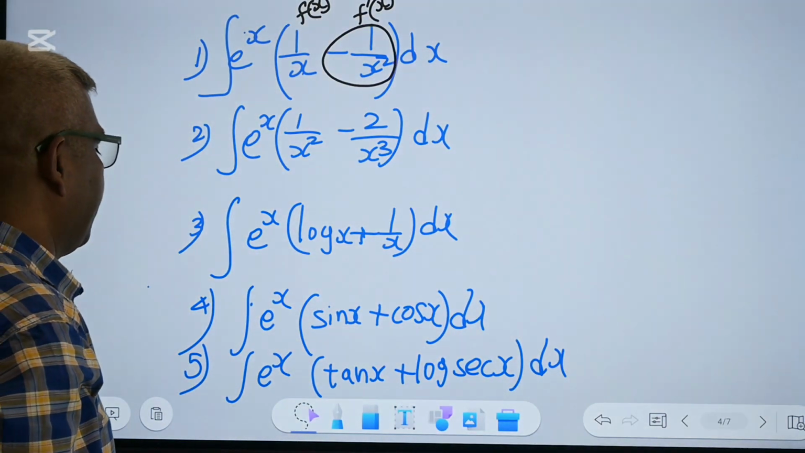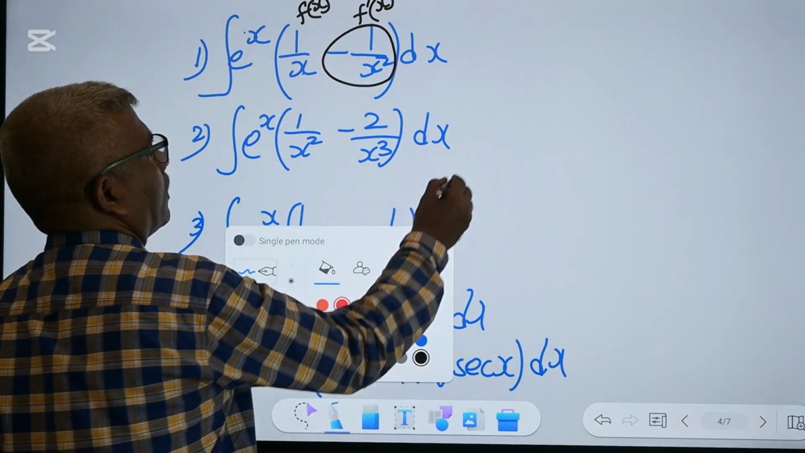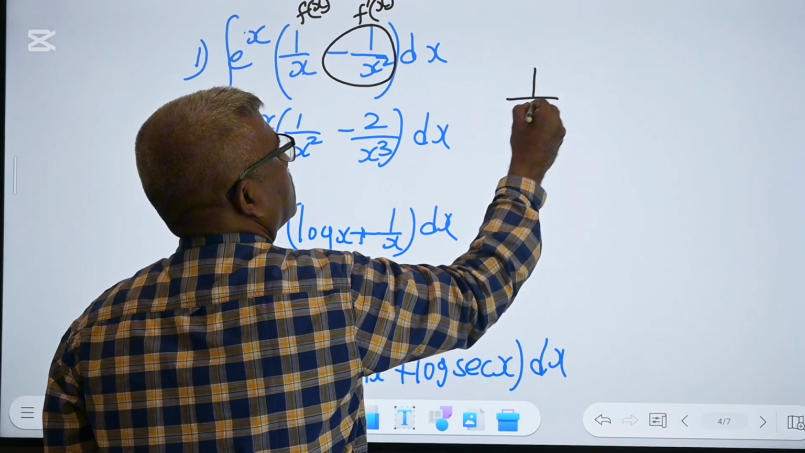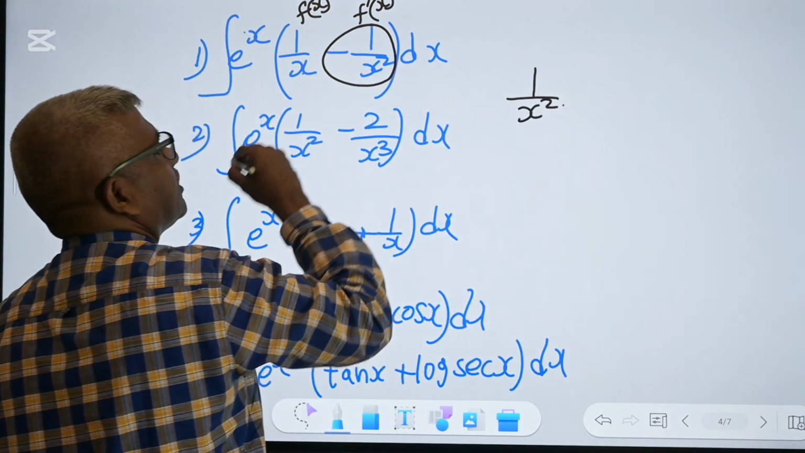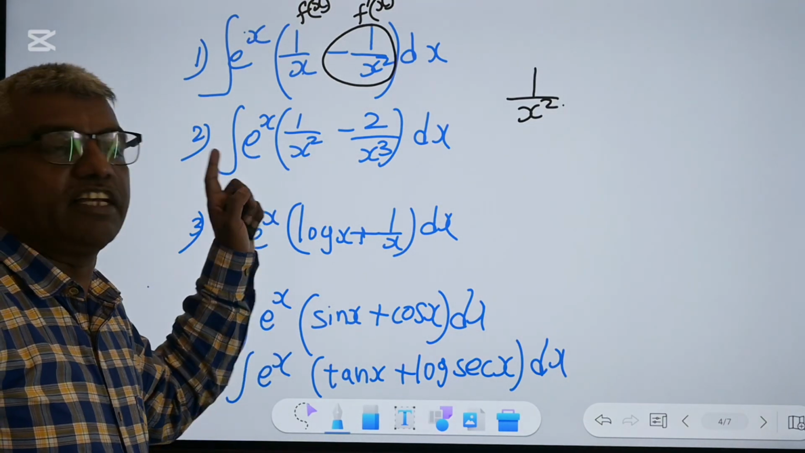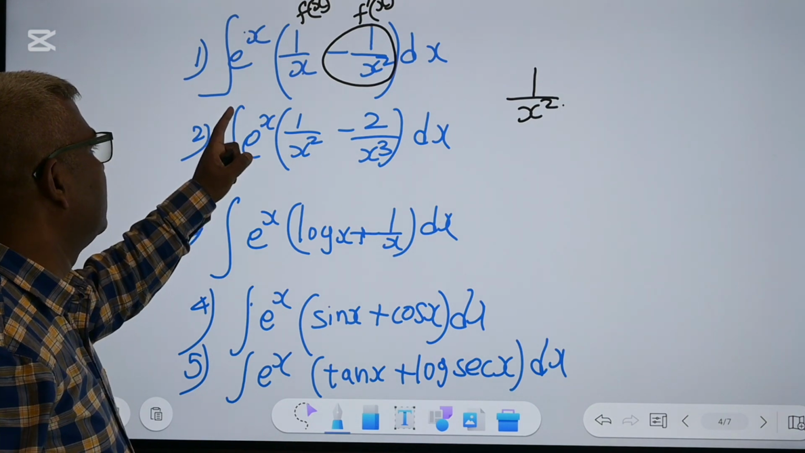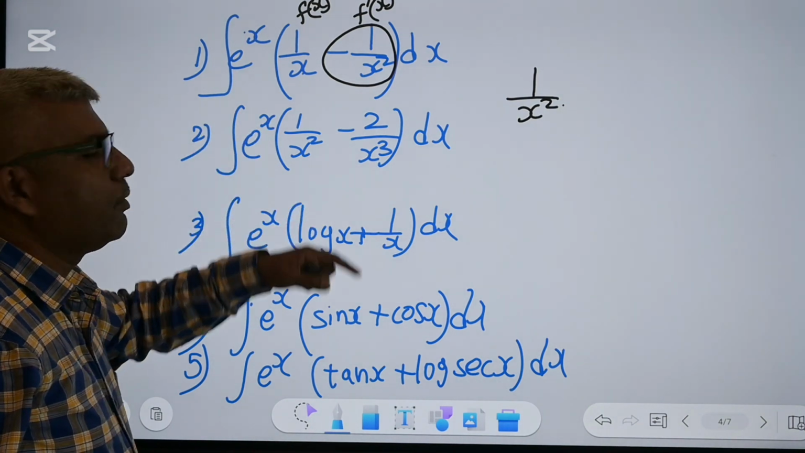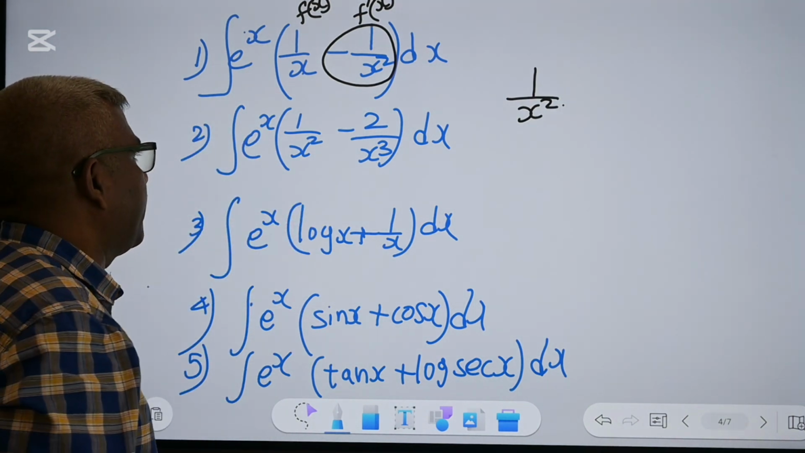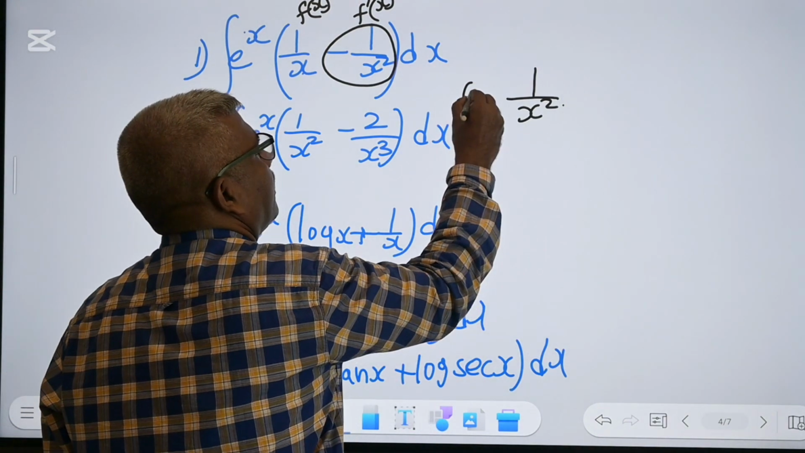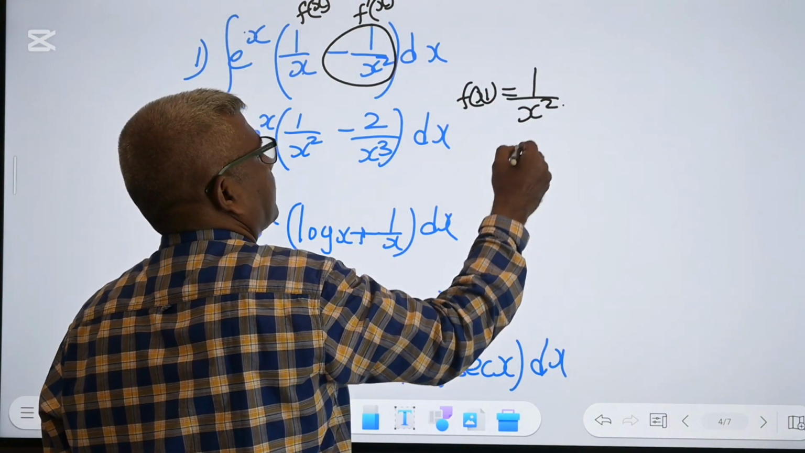One by x squared minus 2 by x cube. This is k f of x. K value is here 1. Look at sum number 2: integration of e power x, bracket 1 over x squared minus 2 over x cubed. F of x is 1 over x squared.